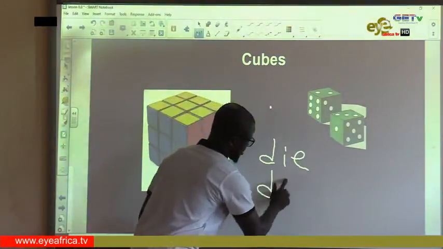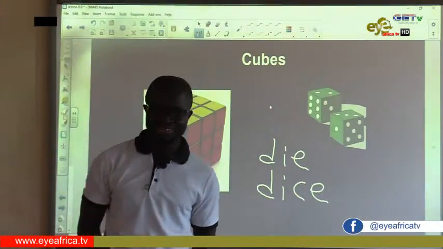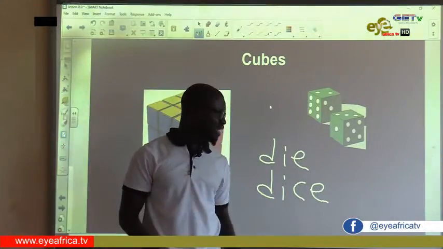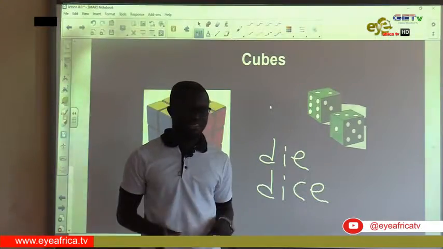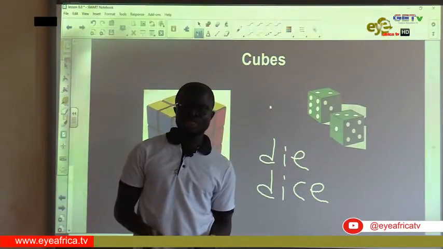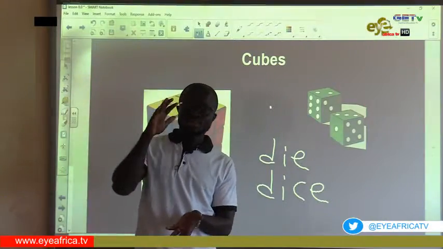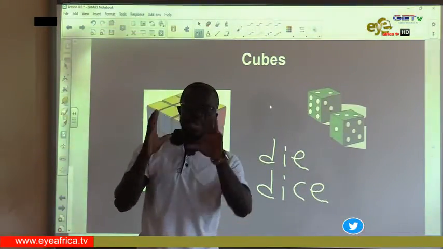The plural is dice. So the die or dice looks exactly like a cube. Why is the die or dice termed as a cube? It is termed as a cube because it has 6 flat square faces with 8 corners.